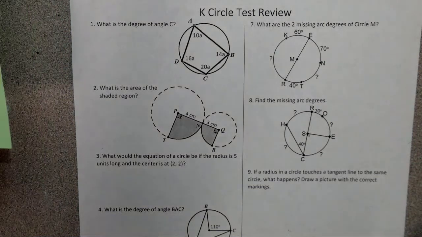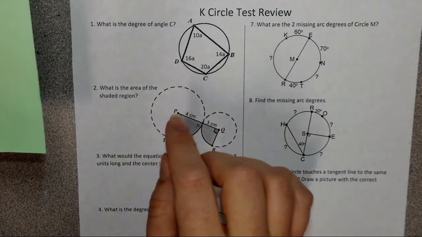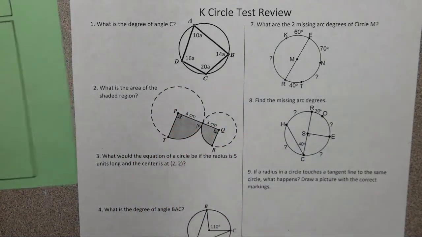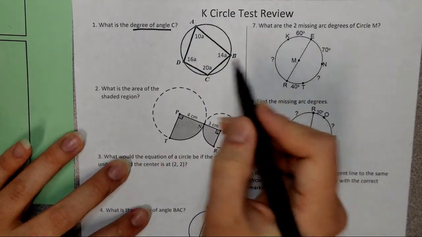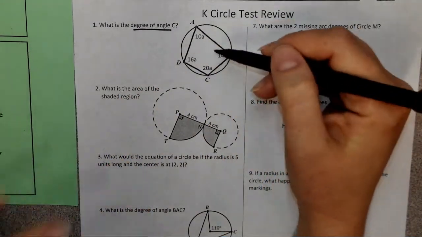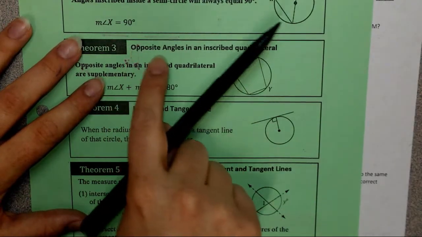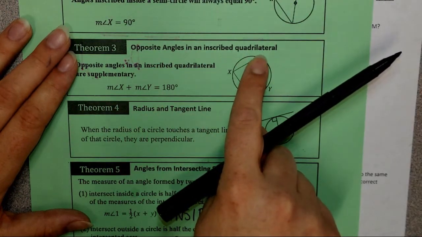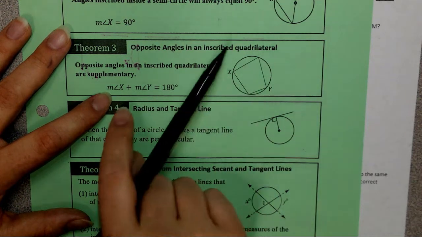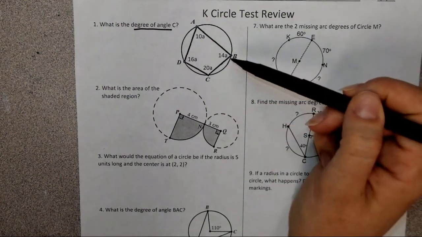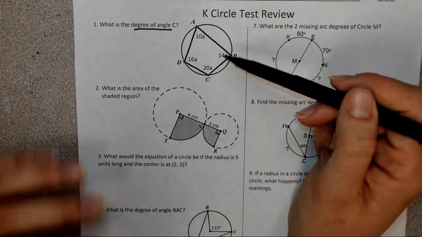Okay, so I'm going to be going over the circle test review. Starting with number 1, it's asking what is the degree of angle C. What this has to do with is the theorem that describes opposite angles inscribed in a quadrilateral. It says that the measure of angle X plus the measure of angle Y is equal to 180. So basically, opposite angles in a cyclic quadrilateral are supplementary.